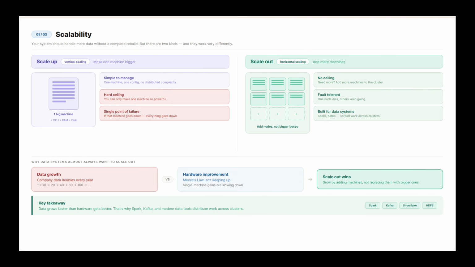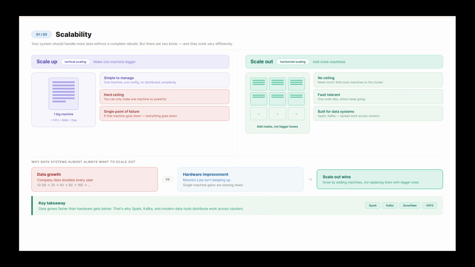First one, scalability. Pretty simple idea, right? Your system should handle more data without you having to completely rebuild it. But the thing people miss is there are two kinds of scale, and they work very differently. You scale up, sometimes called vertical scaling, by making one machine bigger. More CPU, more RAM, bigger disk. That works up to a point, but there's a ceiling. You can only make one machine so powerful. And if that machine goes down, everything goes down.